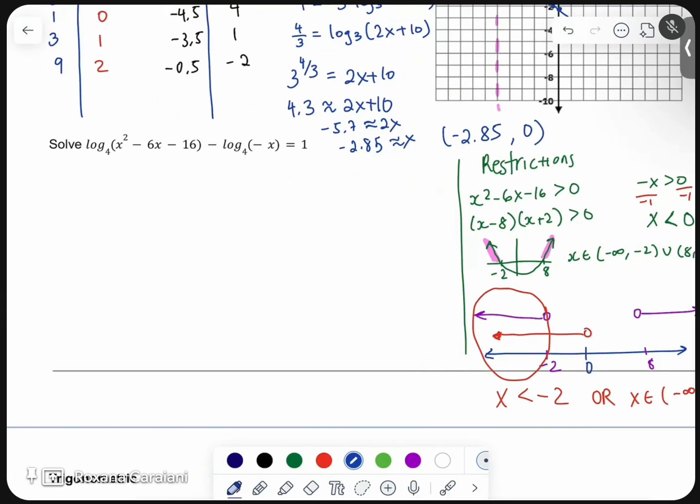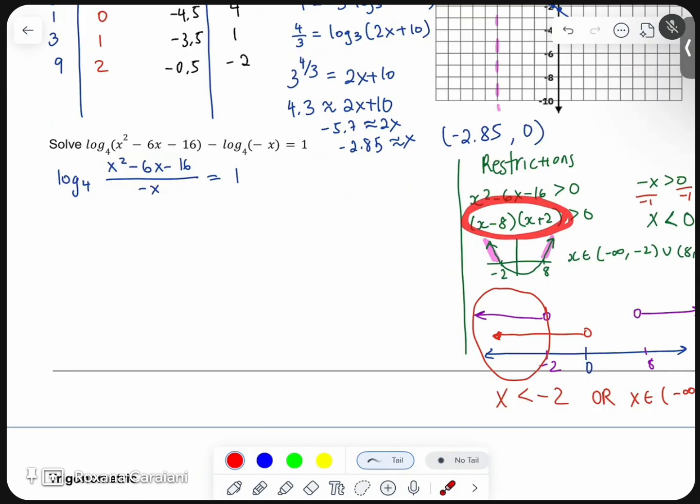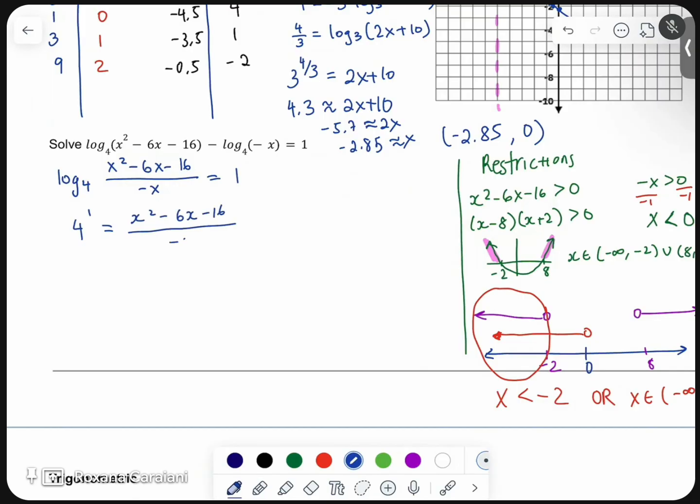Because I have two logs with subtraction between them, I'm going to use my log law to turn this into a single logarithm where I'm dividing. Now, normally I would factor this to see if anything would cancel out, but because the denominator is negative x, and I know it factors to this right here, nothing's going to cancel. So I'm not going to factor. I'm just going to convert this into exponential form. So 4 to the power of 1, which is just 4, is equal to the argument. Okay, 4 to the power of 1 is 4, so I'm just going to erase that little 1.